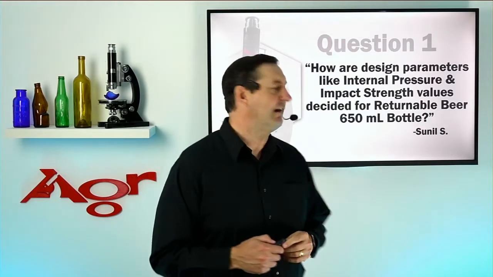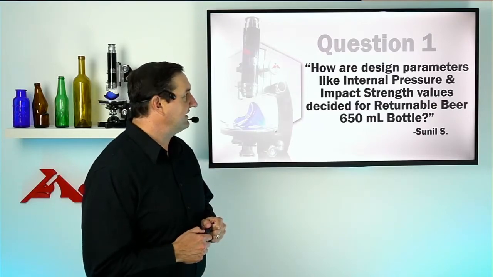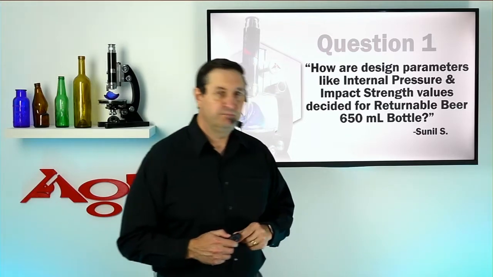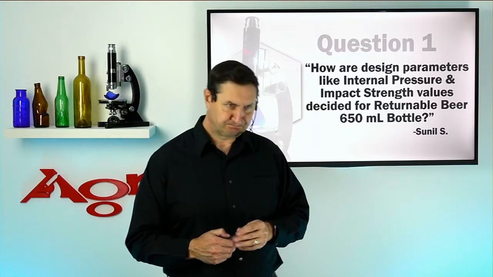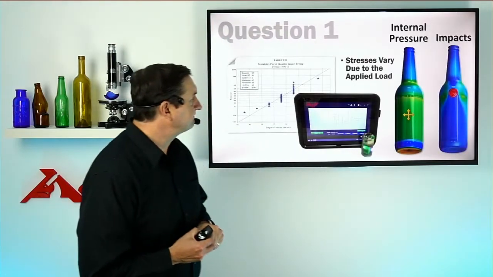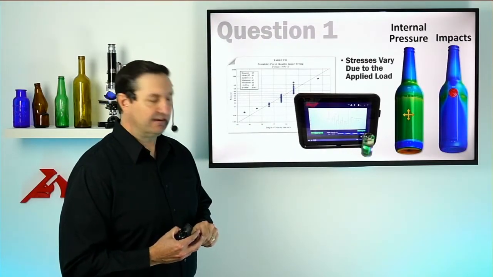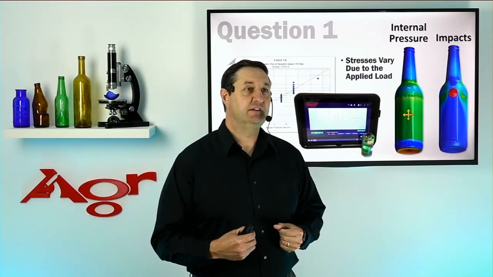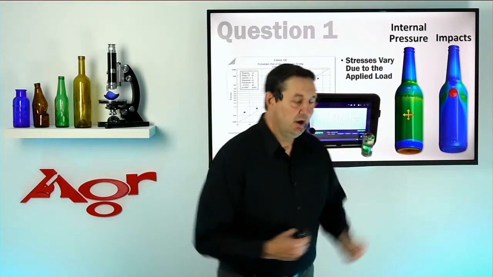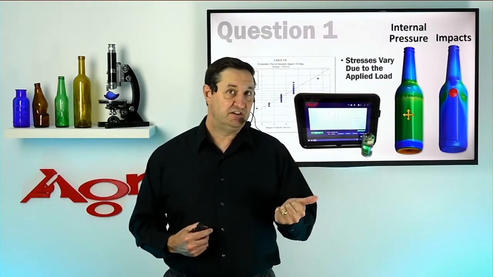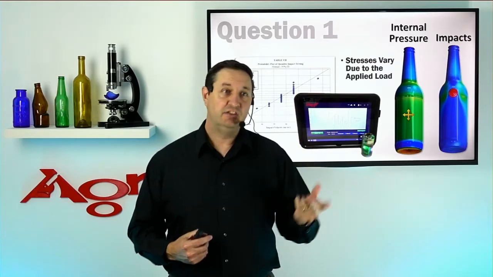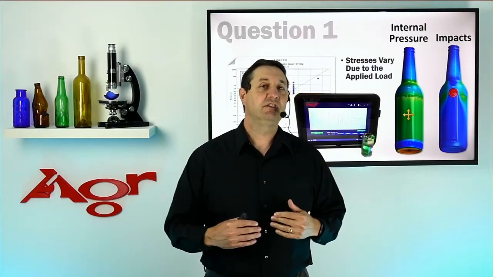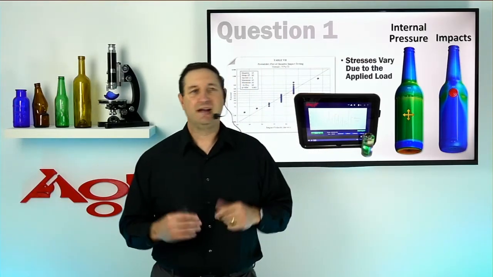The first question we have: how are design parameters like internal pressure and impact strength values decided for returnable beer bottles, particularly 650 beer bottles? Well, let's talk a little bit about that. When it comes to setting our design factors, we're going to want to use real data from what the bottles are going to experience. Now, when it comes to internal pressure, we're going to specifically want to know things like the carbonation level, the expected temperature range, and the duration that that bottle will be at those temperatures. For instance, the pasteurizer has a relatively high temperature, and commonly the amount of time is about 20 minutes.